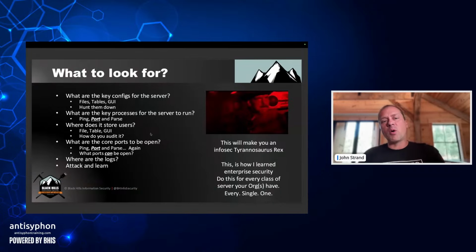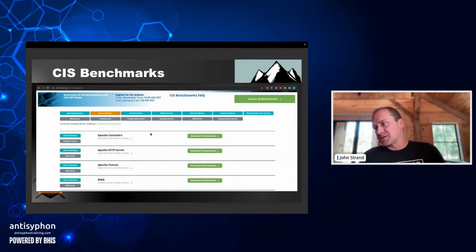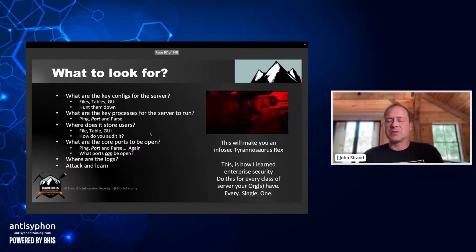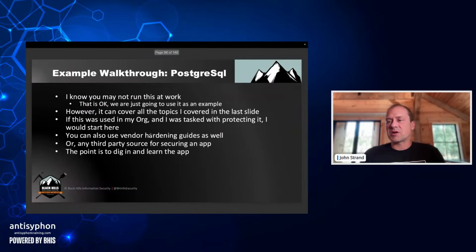We talked about ping, port, parse. Where does it store user information? Is it in a file? Is it in a table? Is it in a GUI? How do you go about auditing it? And then what are the core ports that are open on the system? These are all things that the CIS benchmarks can answer, right? These are absolutely places that the CIS benchmarks can answer.